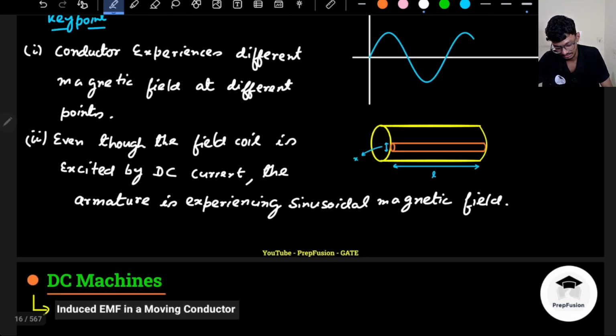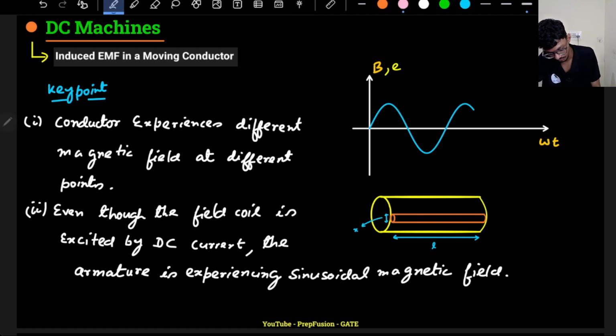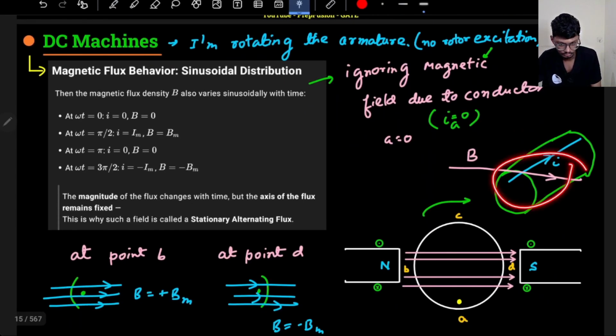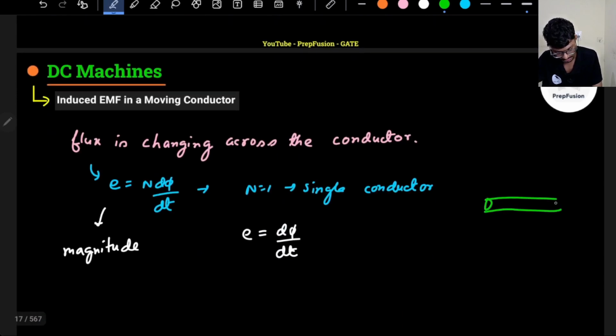So what is the amount of flux cut here? Let's assume the current to be in this direction and the flux to be in this direction. I have already given you the 3D figure. So I have a cylindrical wire like this, and the flux is always cutting at 90 degrees.